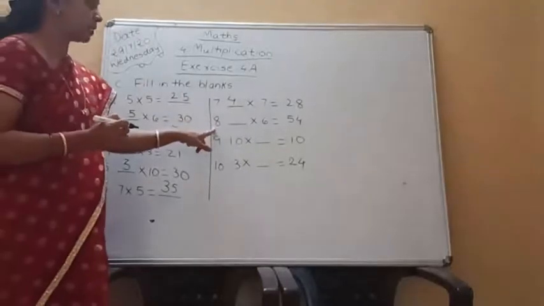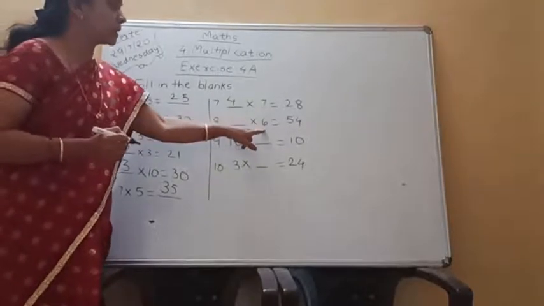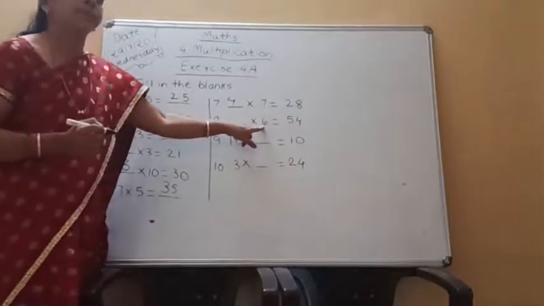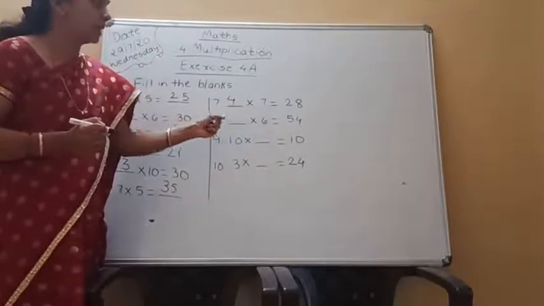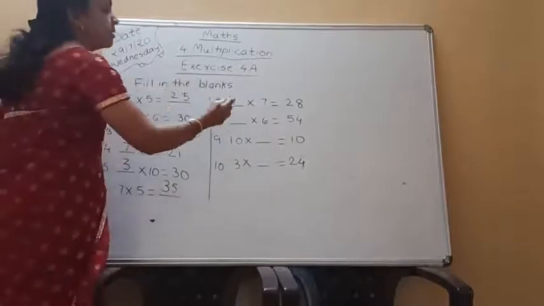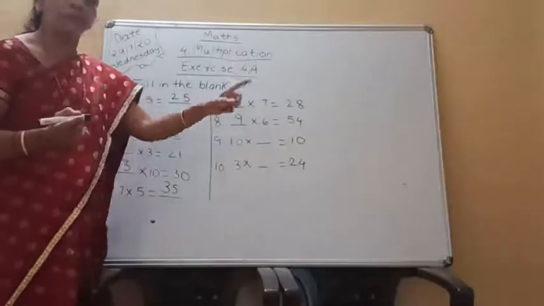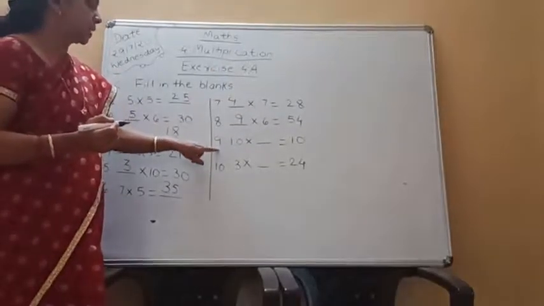Now see 8th question. Dash multiplied by 6 equal to 54. In the table of 6, 54 number is there. How many is that? 6 9s are. So you write down here 9. 9 6s are 54.